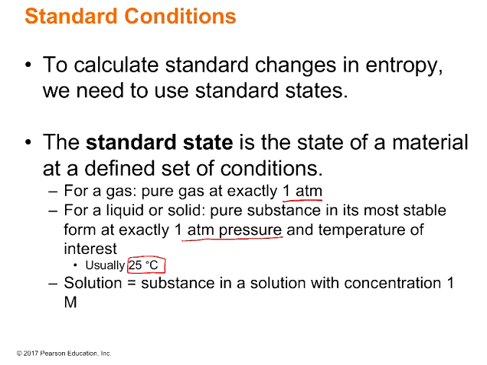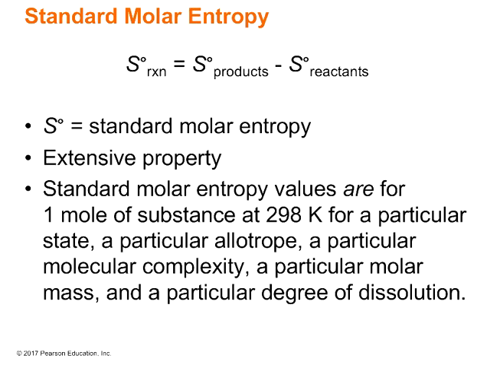And then for a solution, the standard state is a substance in a solution with a concentration of 1 mole per liter. So in your textbook, in the very back, in one of the appendices, there's a list of standard entropies for different molecules. Now, if we want to calculate the standard molar entropy for a reaction, we need the standard molar entropy of the products, and then we'll subtract the standard molar entropies of the reactants.